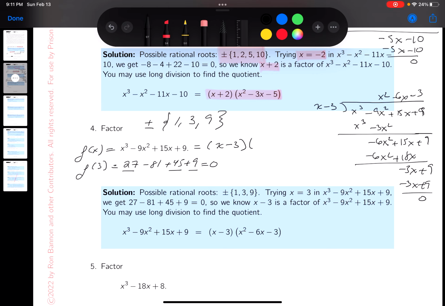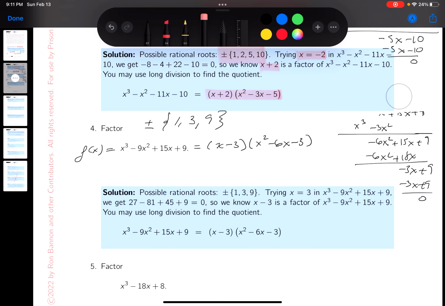And what's the other factor? X squared minus 6x minus 3. I'm just going to get my eraser out, get rid of some of the distractions over here. That's a distraction, and this is a distraction.